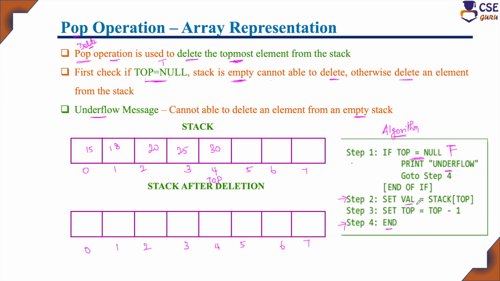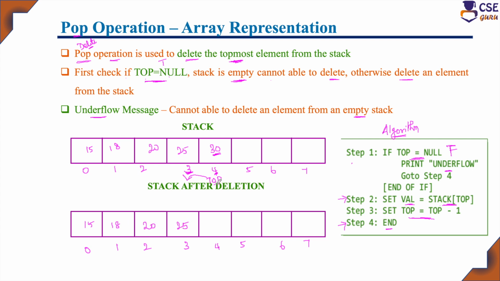Set value equal to stack of top. So the value here is 30. Stack of top is nothing but the 4th position, and the value is 30. And then top is equal to top minus 1, just to decrement the top position. You have to decrement the top position, and the top will now point to 3. So here 15, 18, 20, 25 are there.